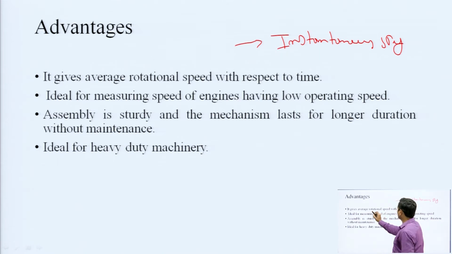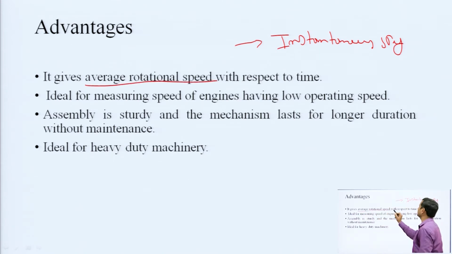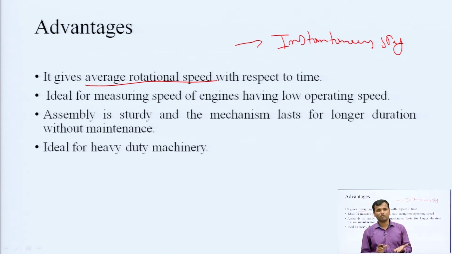It is used to give you the average rotational speed. And it is ideal for measuring speed of engines having low operational speed. That will be the basic application of the mechanical flyball tachometer, and the assembly is sturdy and the mechanism lasts for a long duration without maintenance, because we have used the mechanical arrangement.